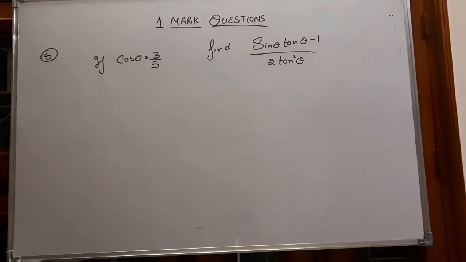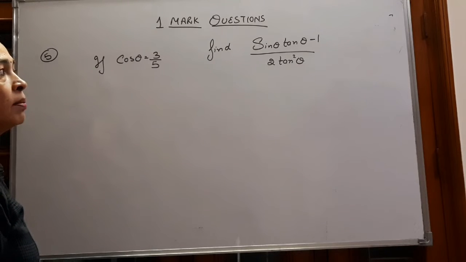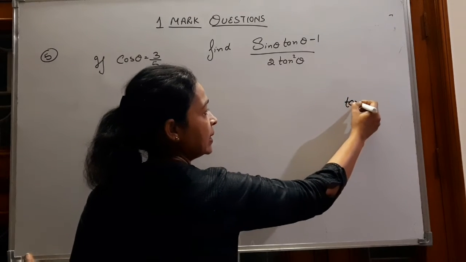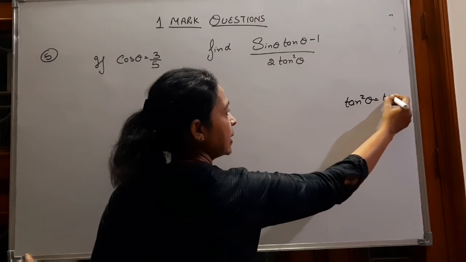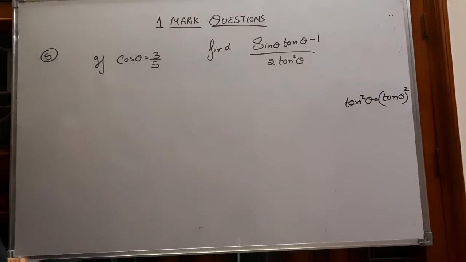If cos theta equals 3 by 5, we have to find the value of sin theta into tan theta minus 1 upon 2 tan square theta. Tan square theta can be written as tan theta whole square. Both are the same thing.